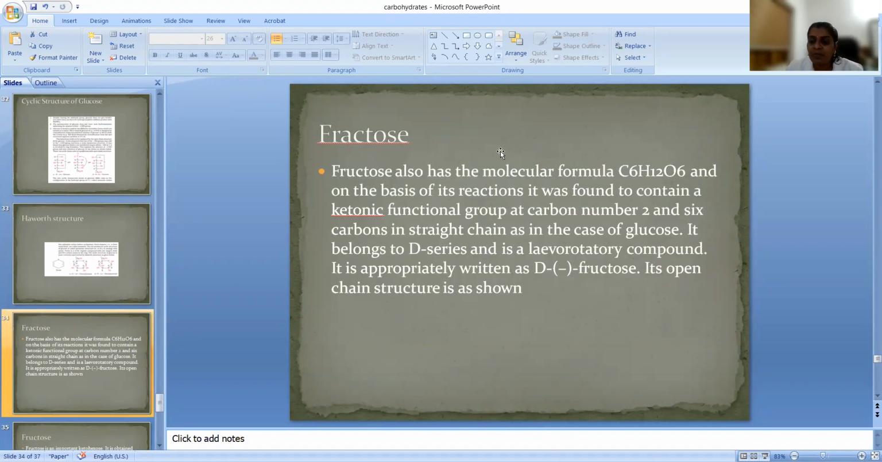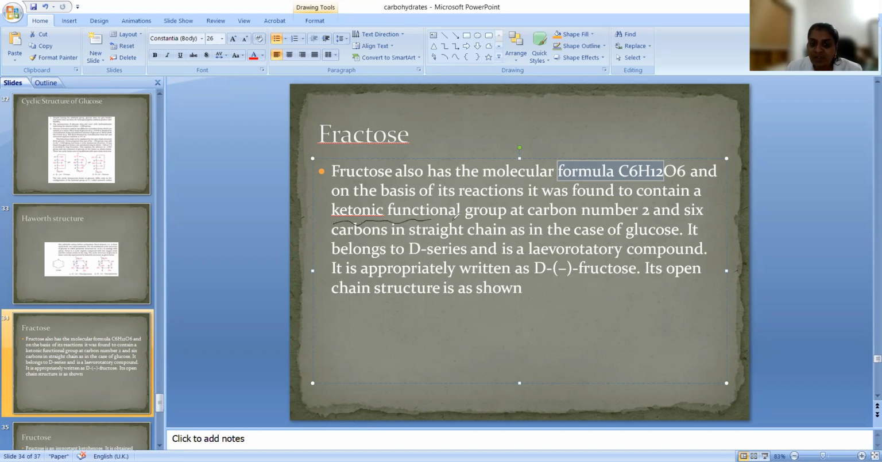Fructose is also obtained. We already discussed the preparation of glucose and fructose. Now, what is special about fructose? Fructose also has the same molecular formula. So fructose is actually an isomer of glucose, but its structure is different. We learned that glucose is an aldohexose, but this is not an aldohexose. This is a ketohexose. It has a keto group.